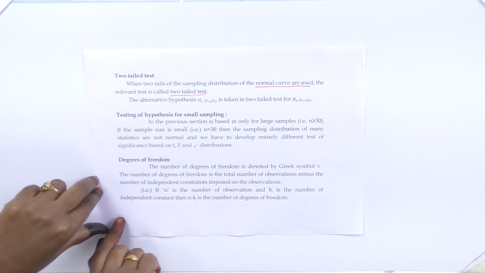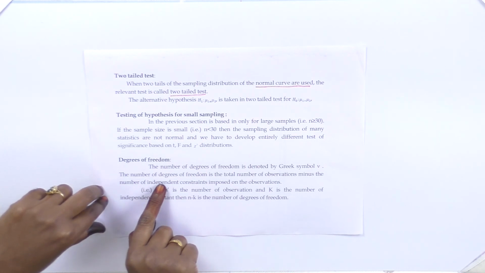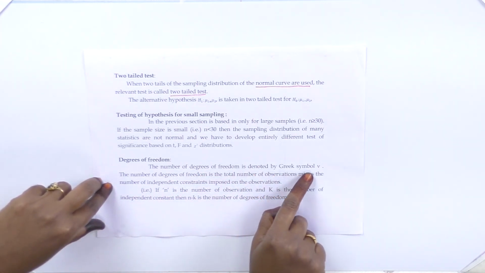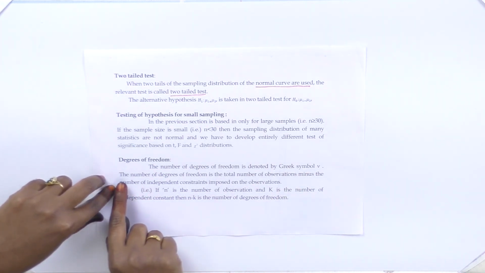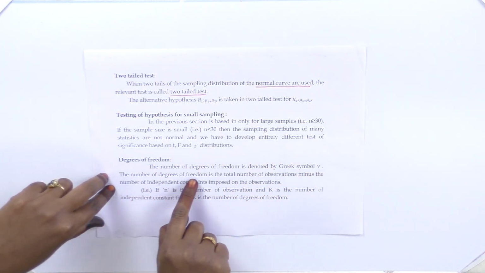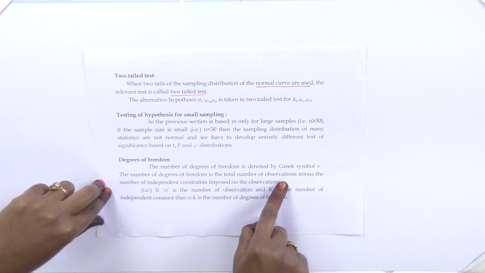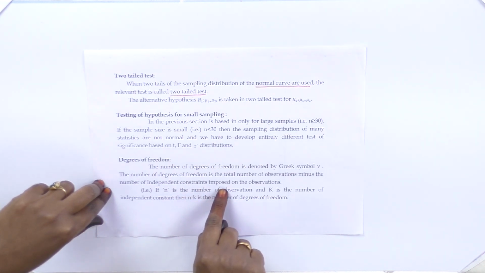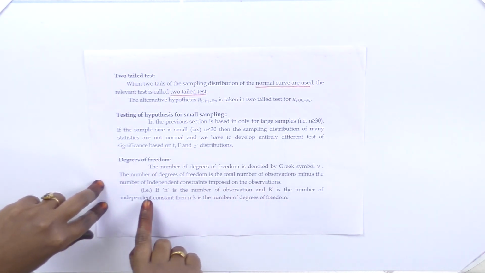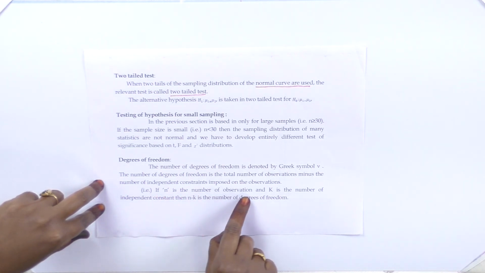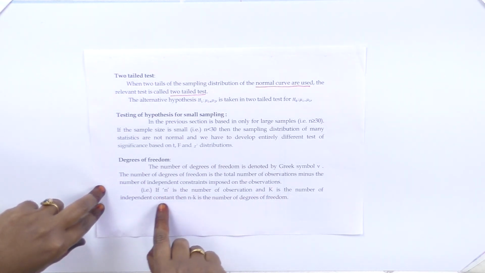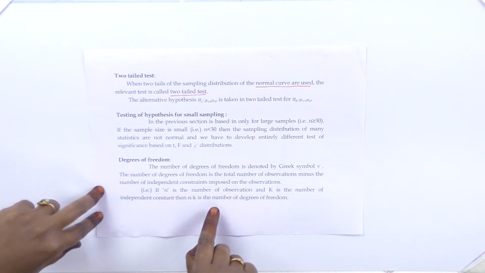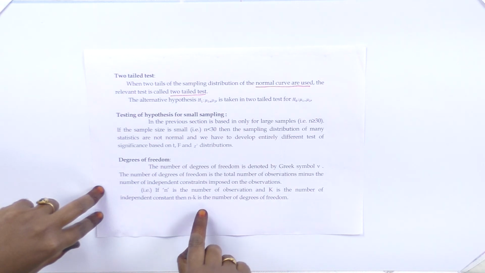For solving small sample problems, we need degrees of freedom. The number of degrees of freedom is always denoted by the symbol mu. The number of degrees of freedom is the total number of observations minus the total number of independent constraints imposed on the observations. That is, if n is the number of observations and k is the number of independent constraints, then n minus k is the degrees of freedom corresponding to the distribution.